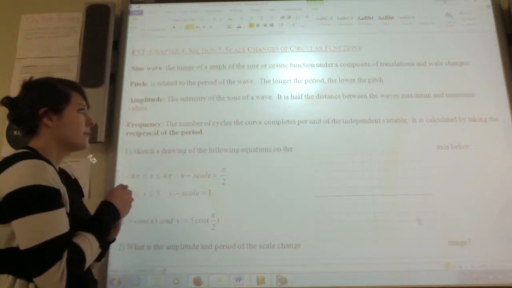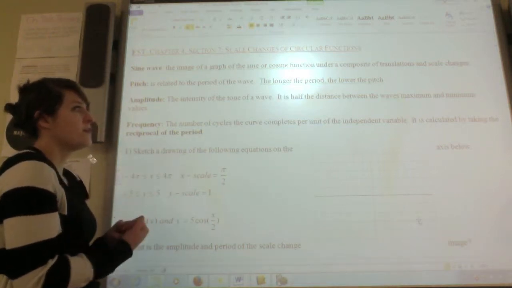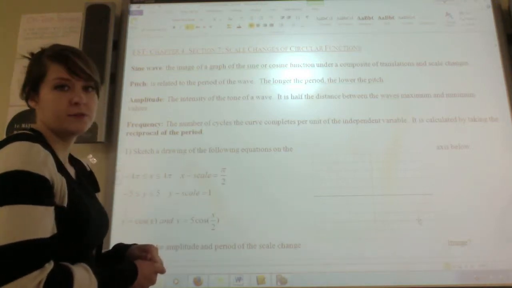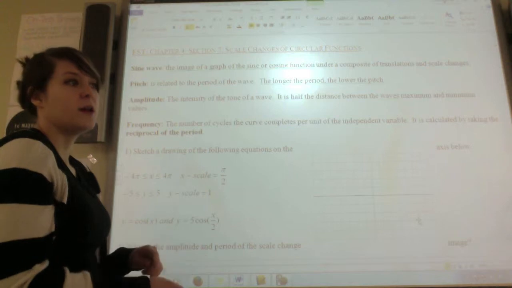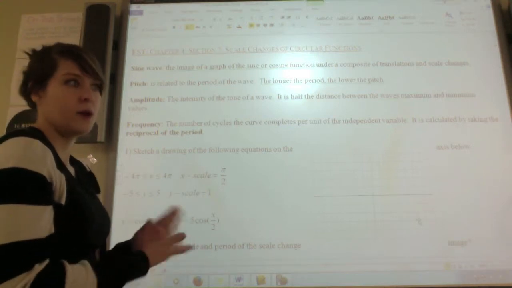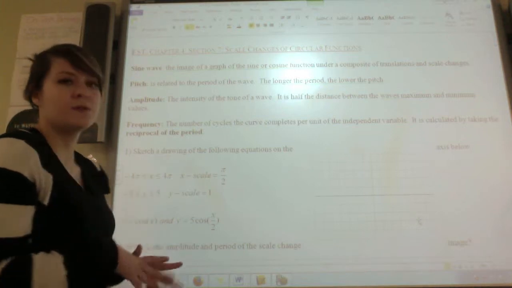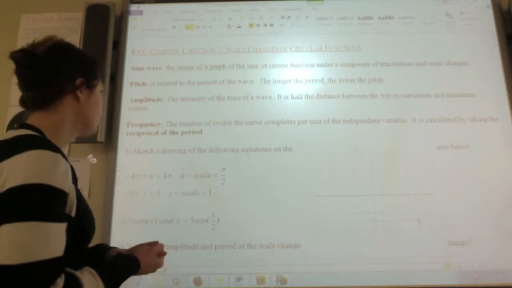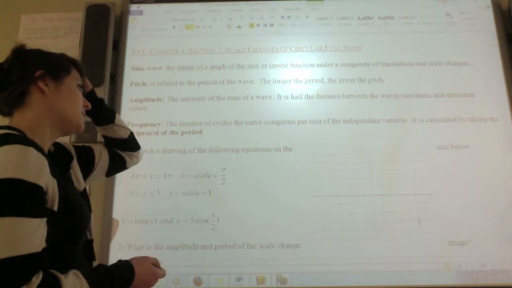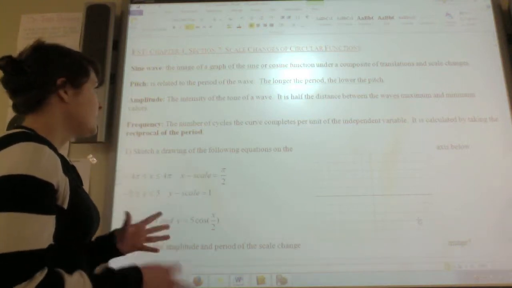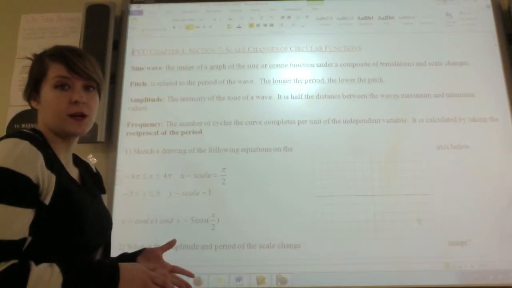Frequency is the number of cycles the curve completes per unit of the independent variable. It's calculated by taking the reciprocal of the period. So if you find the period and then you do 1 over that, or just whatever the reciprocal is, that gives you the frequency. We're not really going to talk about frequency very much. Amplitude and period are what we're really focused on in this section.